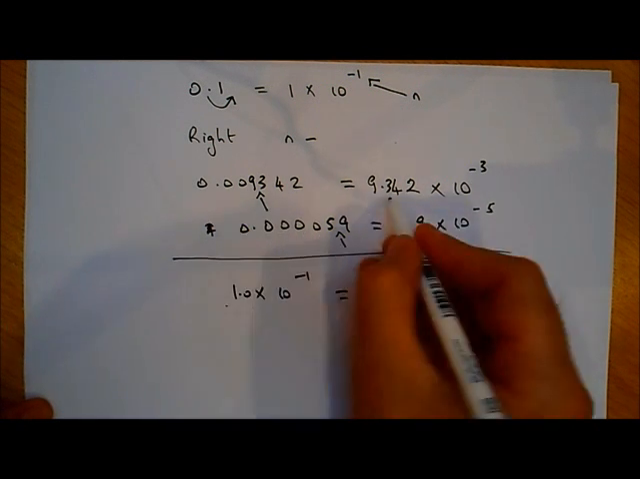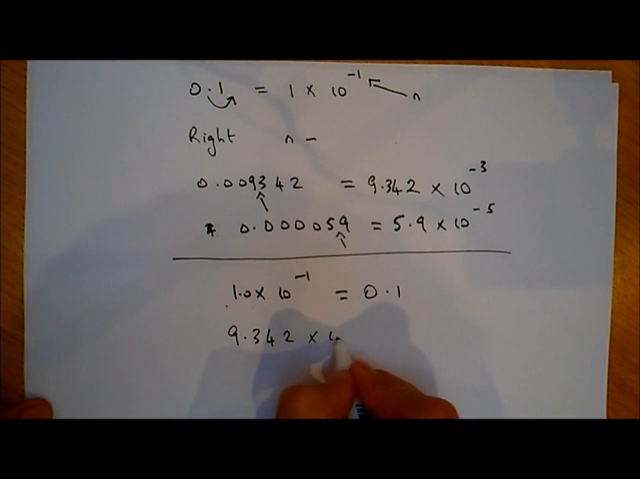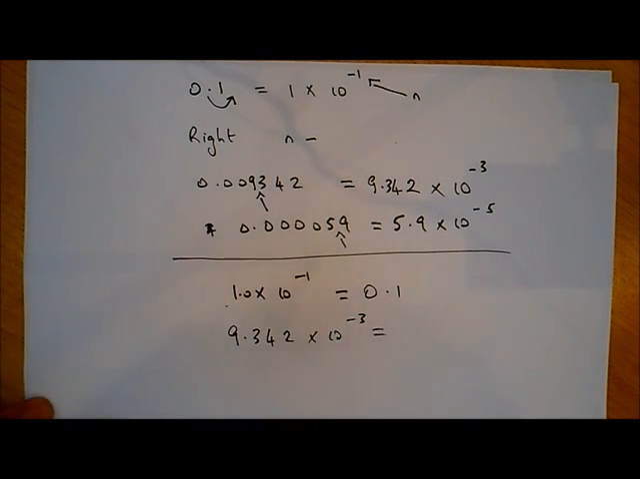If we have, let's write this number, 9.342 by 10 to the power of minus 3. To take that number out of scientific notation, well, originally we moved the decimal point to the right 3 spaces. So because it's a minus number, we're going to move it back to the left 3 spaces.